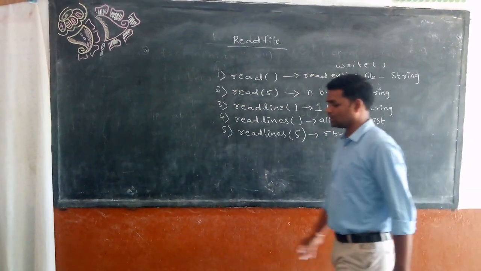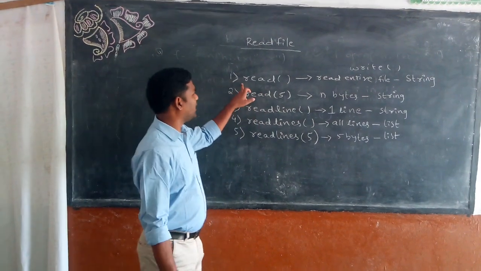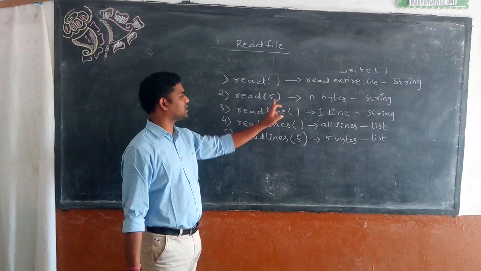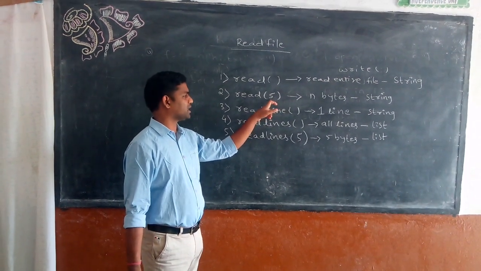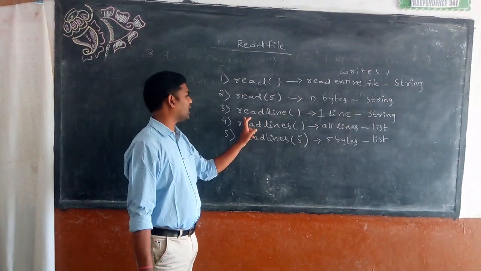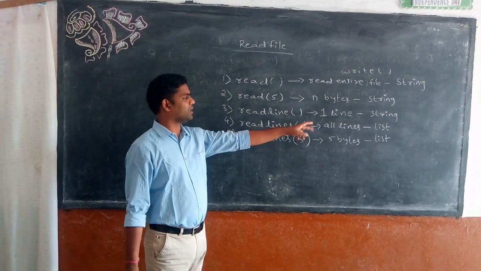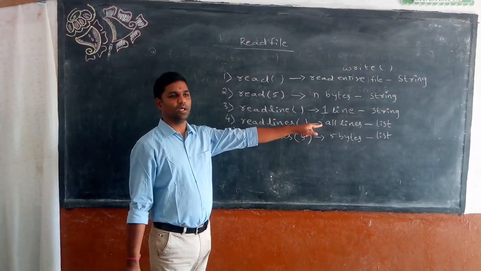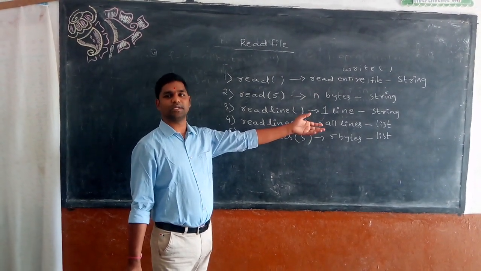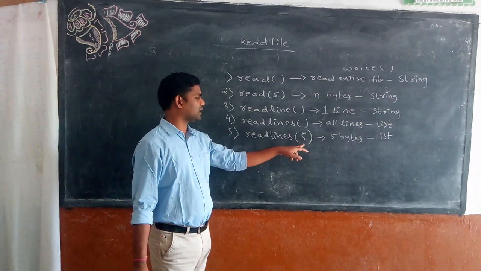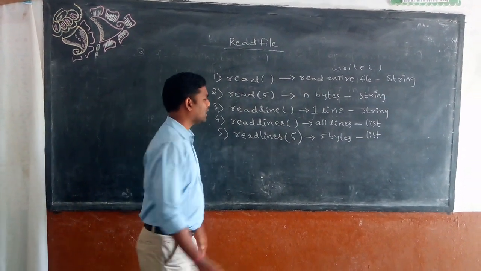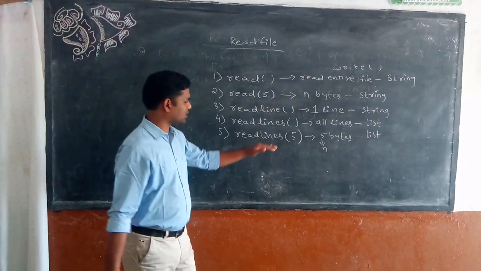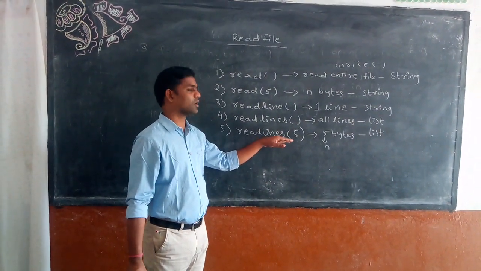So these are the 5 functions. The first function reads the entire file and the return type is string. Read with a number reads n bytes, n is the integer here, and the return type is string. Readline reads one line at a time, return type is string. Readlines reads all the lines, and the return type is a list; each and every line is stored as one item. And readlines with a number reads n bytes, so here also it's n bytes, and the return type is a list. Here are some minor cautions we need to take.